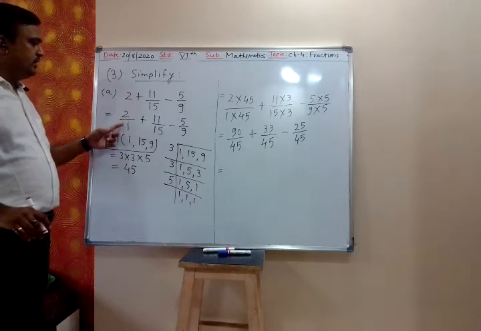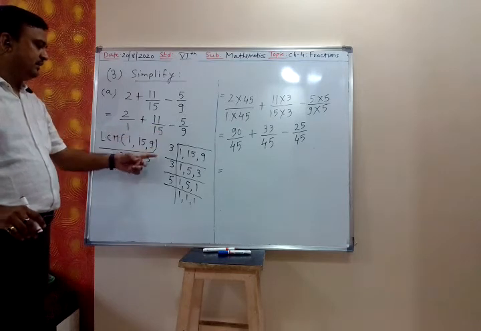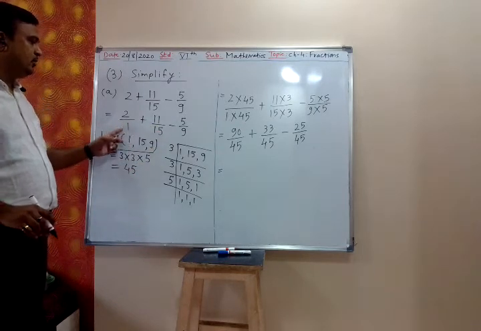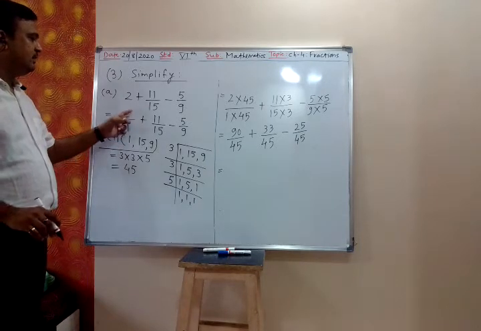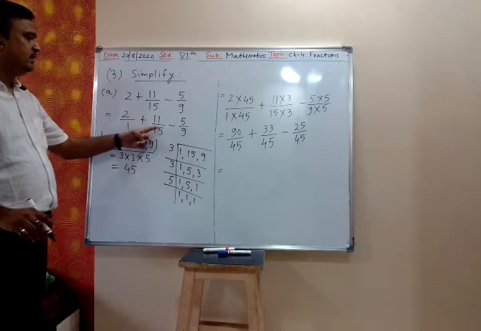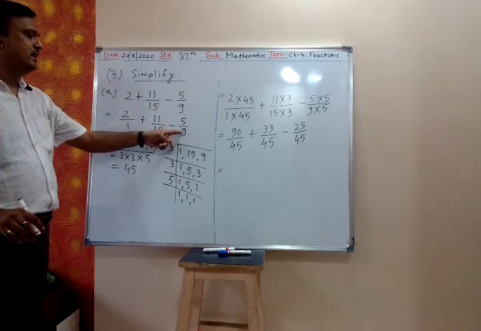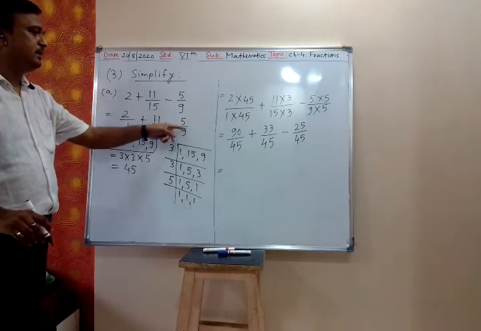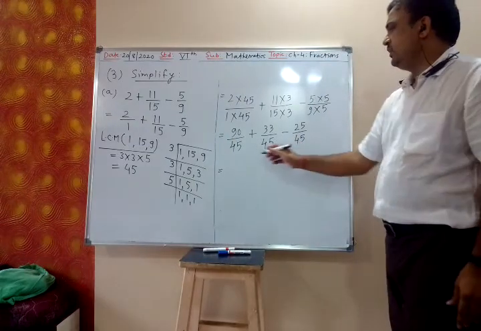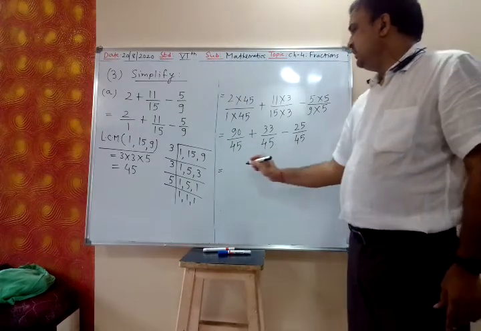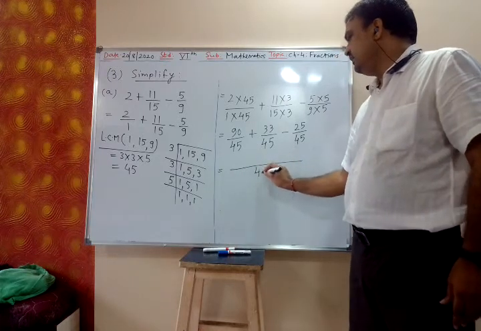Then to convert them into like fractions, I will take the LCM of denominators 1, 15, 9, which is 45. Now I will make the denominator of each fraction 45. So this is 1, so I multiply and divide by 45. This is 15, 15 threes, so I multiply and divide by 3. This is 9, so 9 fives, multiply and divide by 5. Now all are like fractions, so I will take the same denominator, 45.